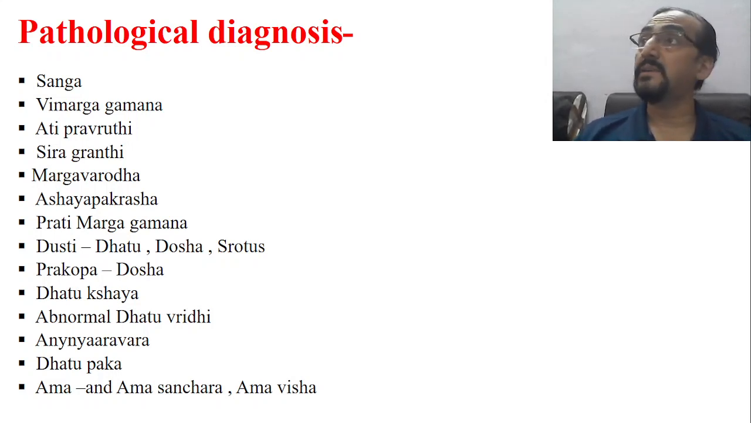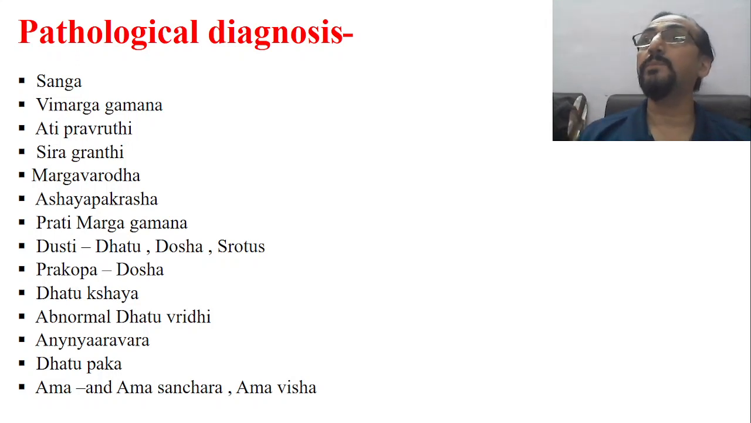The pathology may be Ashayapakarsha. The pathology may be Pratimargagamana. The pathology may be Dushti of the doshas, Dosha Dushti, Dhatu Dushti, and Srotodushti. Sometimes the pathology may even be Prakopa, Vata Prakopa, Pitta Prakopa, which also leads to many symptoms. Dhatu Kshaya, then abnormal Dhatu Vriddhi. Kayagneramshabhagah dhatusushmashritah, tesham sadatiditibhyam dhatuvriddhikshayodbhavah. So in that condition, that particular Dhatu Vriddhi is abnormal Dhatu Vriddhi. Then Anyonya Avarana, Dosha Avarana.